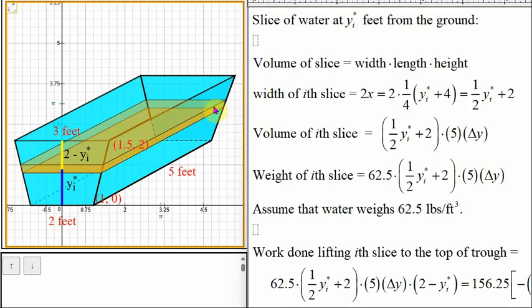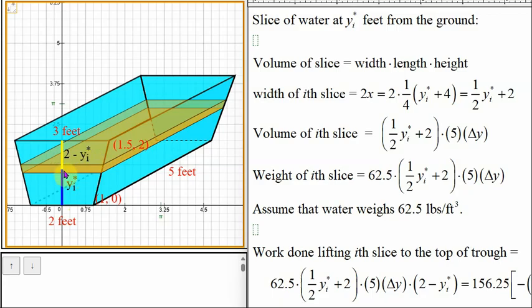And so when we divide this trough of water into many slices of water, then here is one slice. And let's call this slice the ith slice. And so the distance for the ith slice, the distance from the ground to the slice, let's use the midpoint right here, and we'll call it y sub i star. And therefore the distance from here to the top would be 2 minus y sub i star.